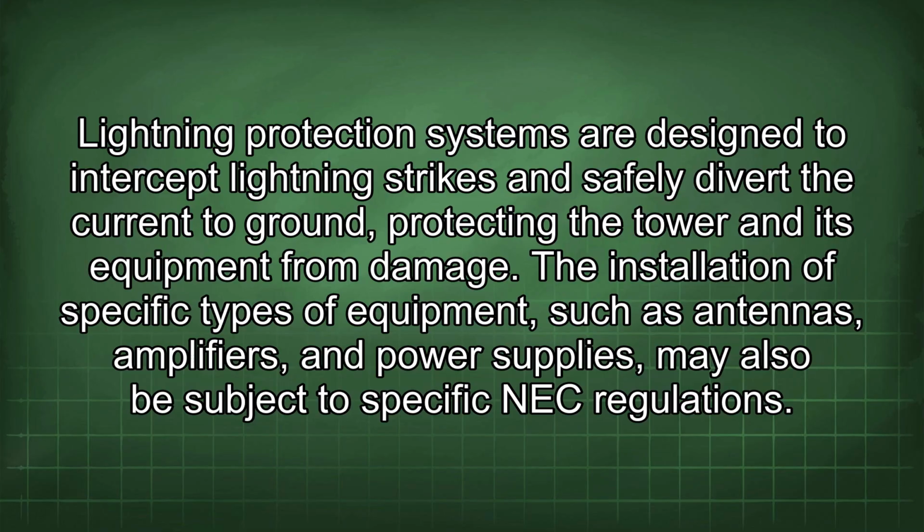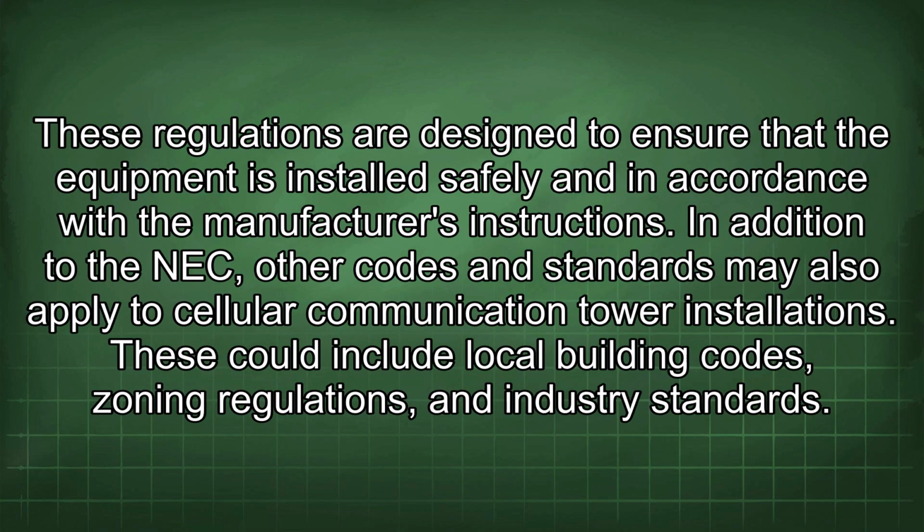The installation of specific types of equipment, such as antennas, amplifiers, and power supplies, may also be subject to specific NEC regulations. These regulations are designed to ensure that the equipment is installed safely and in accordance with the manufacturer's instructions. In addition to the NEC, other codes and standards may also apply to cellular communication tower installations. These could include local building codes, zoning regulations, and industry standards.